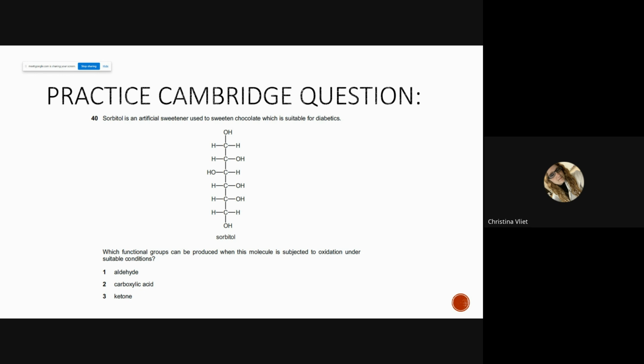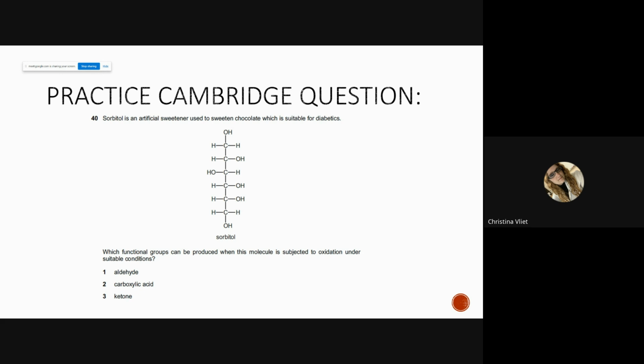It's like Metamucil or something that will go through you, but you can't absorb it. Literally just because of the positions of the OH. That's crazy, right? Biochemistry is crazy because of the chirality. However, this question doesn't ask us about chirality, although it could. This is suitable for diabetics, meaning it doesn't raise their blood sugar. What functional groups can be produced when this molecule is oxidized under any suitable condition?